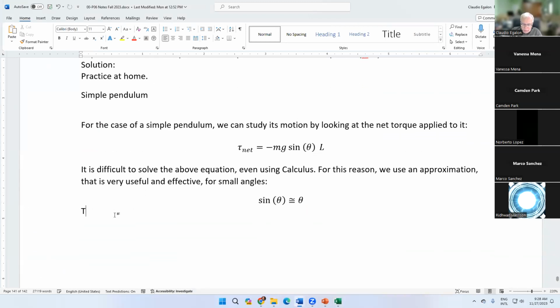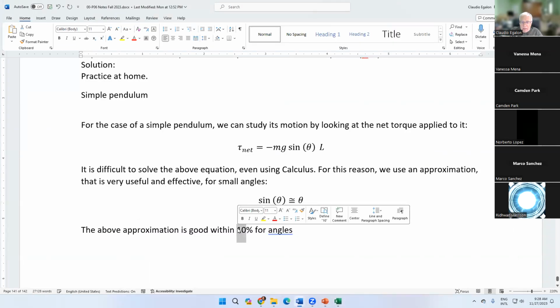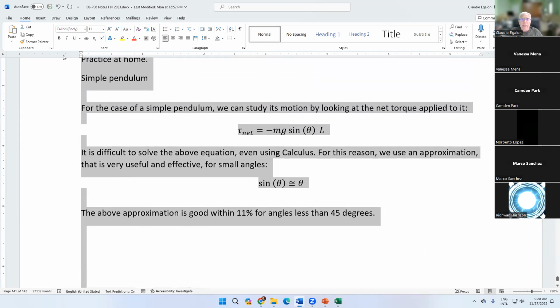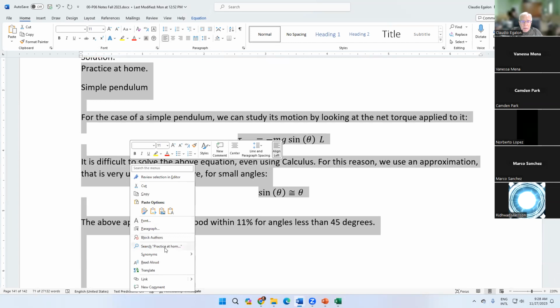The above, I'm going to write it down here. The above approximation is good within 11% for angles less than 45 degrees. Approximations in physics and math are very important, okay? That's why I hit this button over and over again. Let's see here.